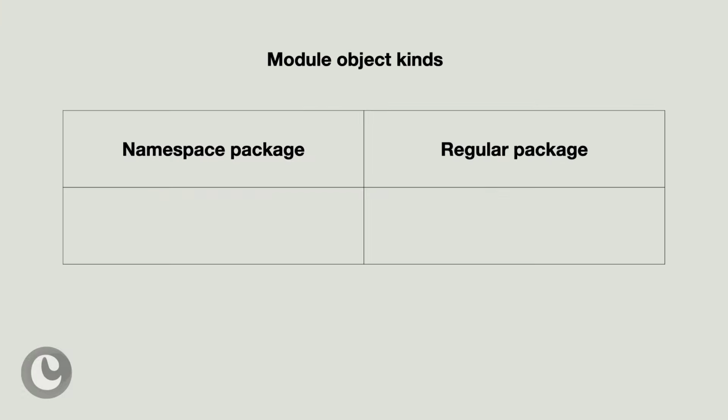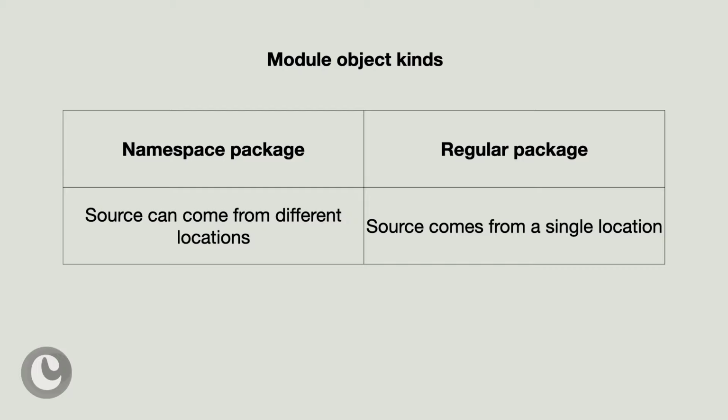Until now, packages were created and found in our local project folder. But actually, multiple locations will be searched when importing in Python. And this is closely related to the difference between regular packages and namespace packages. The first thing you need to know is that their names are extremely badly chosen because they do not express what they are about. Namespace packages are composed of one or more source locations, and regular packages come from a single source location.